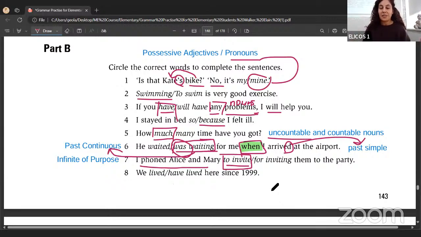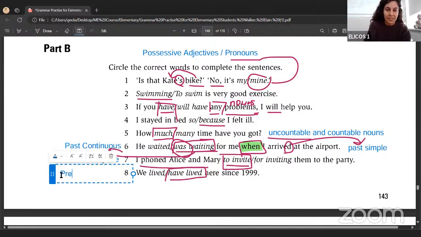To invite them to the party, to speak to them, to ask them questions. So it must be 2 verbs. It's like I'm saying, why did I do the first action? So again, infinitive of purpose. And number 8, we, yes. Now we're using here the present perfect.